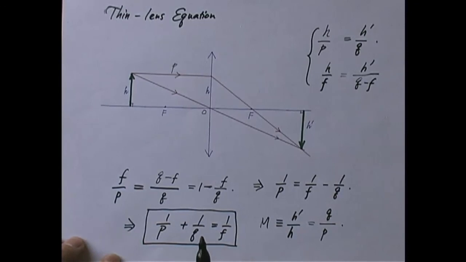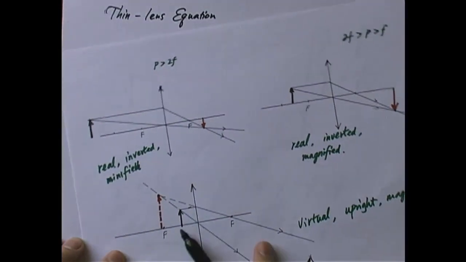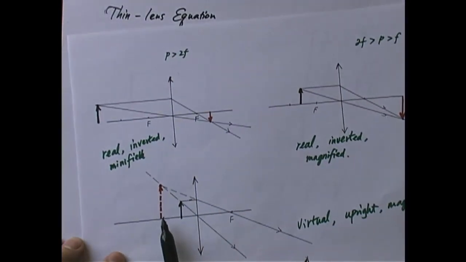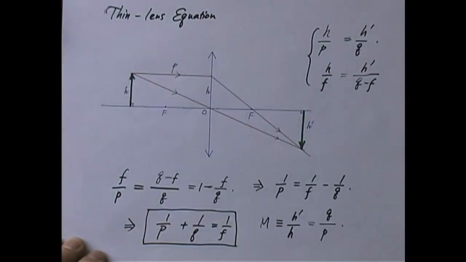Now, again, what does a negative image distance mean? It means the image is formed on the wrong side, and you will get a virtual image. That's what it means, and it's exactly what happens when p is less than f. You get a virtual image on the wrong side, which is the same side as the object in the case of a lens. So everything works out. The thin lens equation gives the same answer as the ray diagram.